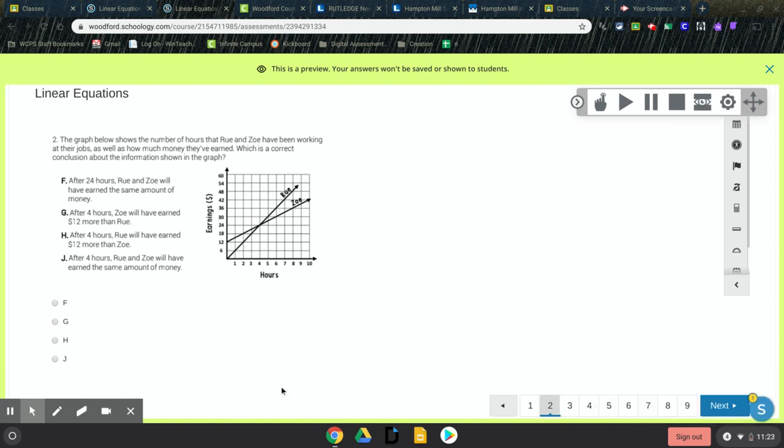All right, number 2. The graph below shows the number of hours that Rue and Zoe have been working at their jobs as well as how much money they've earned. Which is a correct conclusion about the information shown in the graph? So what you're going to need to do is figure out which one of these says something true. So for 24 hours, Rue and Zoe will earn the same amount of money.